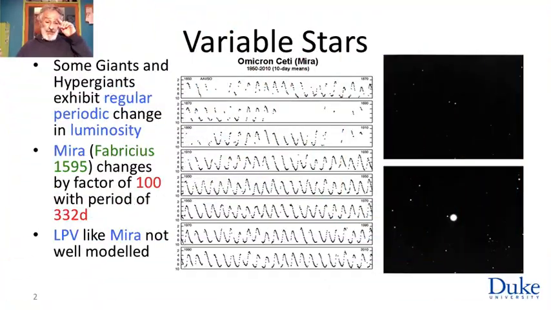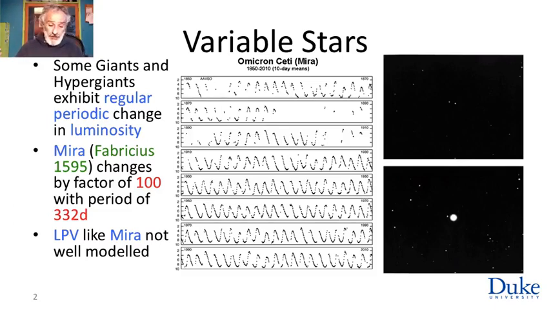Here's another thing that stars do. Some stars vary. We talked about eclipsing binaries. That's one way for the brightness of a star to vary periodically. But it turns out that some stars vary intrinsically. And the most famous one by far is Mira.